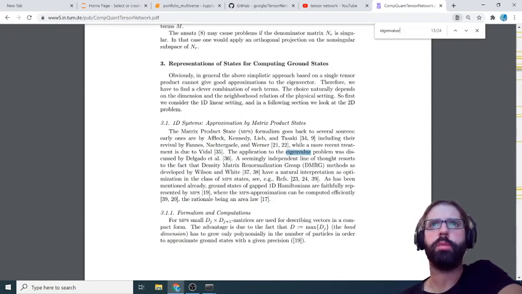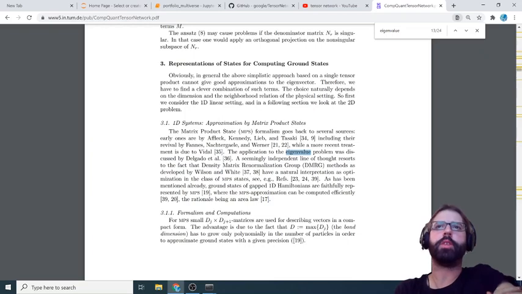The matrix product state formalism goes back to several sources, including their revival, while a more recent treatment is due to Vidal. The application to the eigenvalue problem was discussed by Delgado et al. A similar independent line of thought resorts to the fact that density matrix renormalization group methods as developed by Wilson and White have a natural interpretation as optimization in the class of MPS states. As has been mentioned already, ground states of gapped 1D Hamiltonians are faithfully represented by MPS, where the MPS approximation can be computed efficiently, the rationale being an area law.